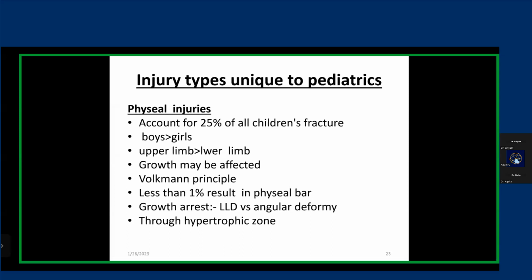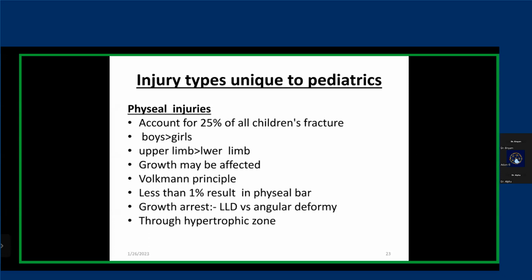Talking about physeal injuries is important, and the most common classification we use, and this should be on top of everyone's tongue, is the Salter-Harris classification. A lot of people are familiar with it. It's important to understand what the implications are, and why it's important to classify physeal injuries. Type 2 is the most common, let's note that, and type 5 is the worst, and it's really difficult to diagnose.